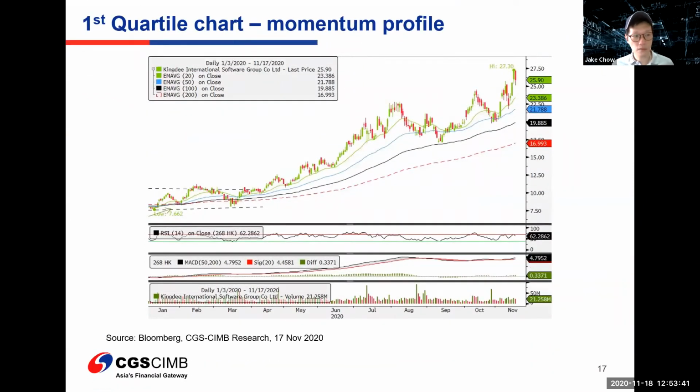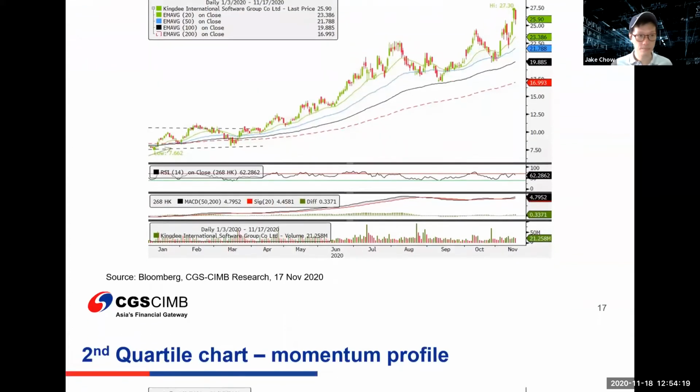This is a chart I picked from the first quartile. This reflects the momentum profile of the names in the first quartile. Notice the front end gradient of the slopes and the price action around the moving averages. The moving averages are widely spread out, and the price action is usually far away from the moving average. So stocks in this quartile are ideal for short-term traders, typically with a time frame of 1 to 4 weeks. This group of stocks exhibits very strong trend and very positive momentum.